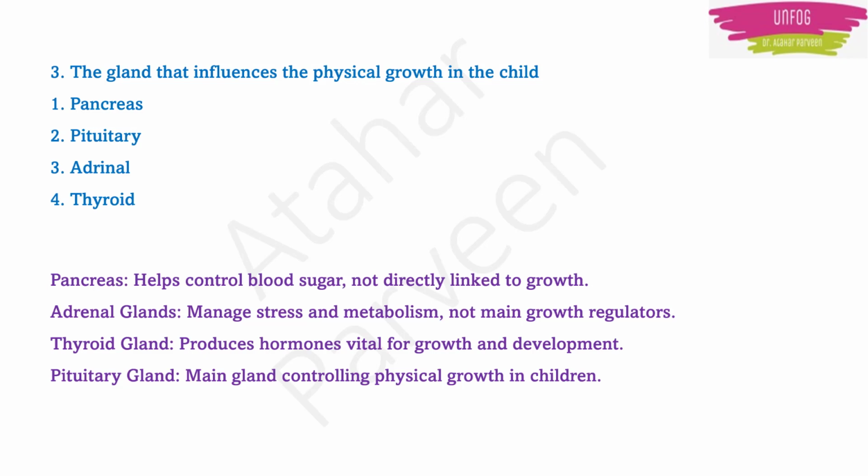So for that angle, if you see, the correct answer is pituitary gland, because it is the main gland which is controlling the physical growth in the children. Okay, don't get confused with thyroid gland, because thyroid gland is producing hormones which are important for growth and development, but the main gland which controls physical growth in children is the pituitary gland. Okay, clear, right?